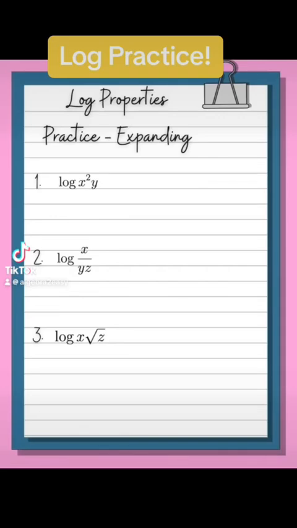Hey, welcome back. We're going to work a few log properties, and we're going to start with 3 problems where you're asked to expand a logarithm using properties. So let's take a look at number 1.